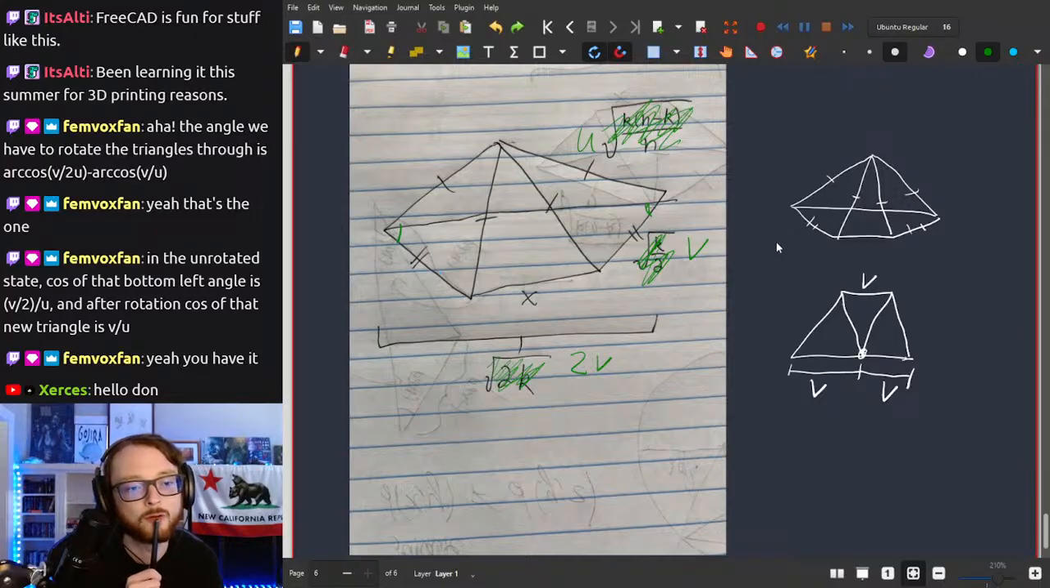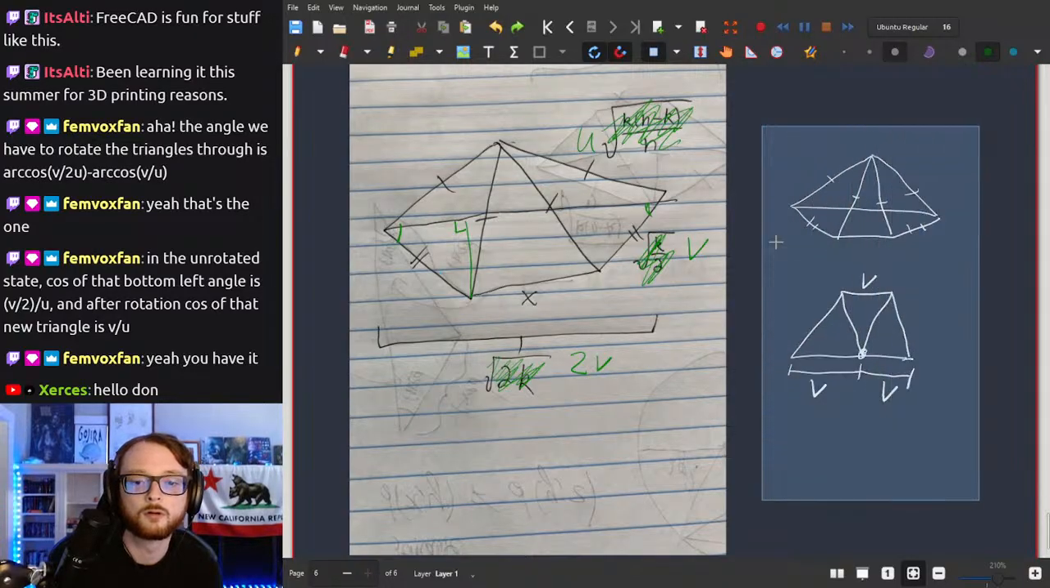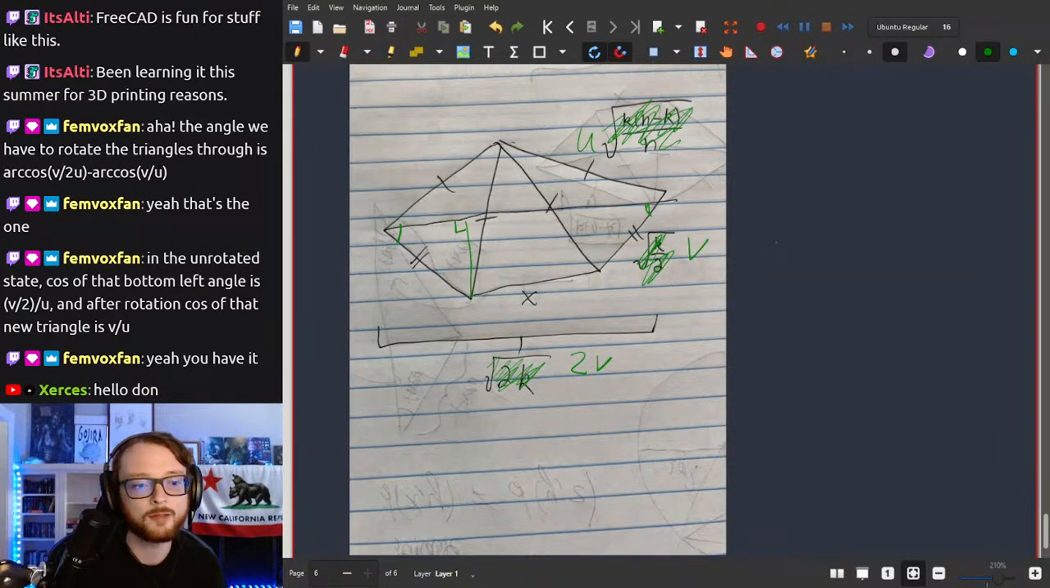How do we get to x now? We can probably just make this perpendicular here, solve for this side here, and do 2v minus 2 of that. Yeah, I think that's pretty much the problem.